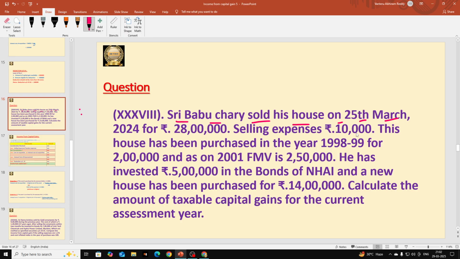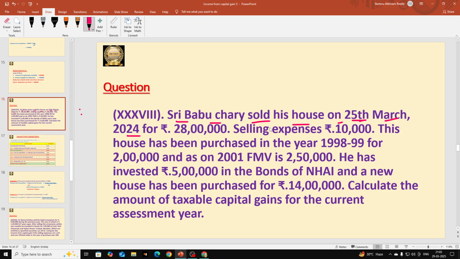If the house is used for less than 2 years and then assessee sold it off, we are going to treat it as short term capital asset. If that asset is used for more than 2 years and the asset was sold by the assessee, then we are going to treat it as long term capital asset. Let us see whether our asset is short term or long term. And he sold this house on 25th March 2024. So till 31st March 2024, that is related to our previous year.